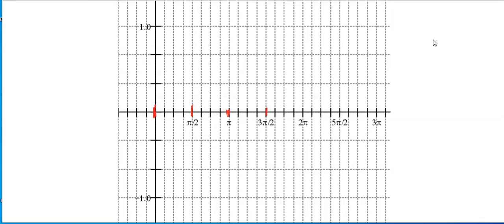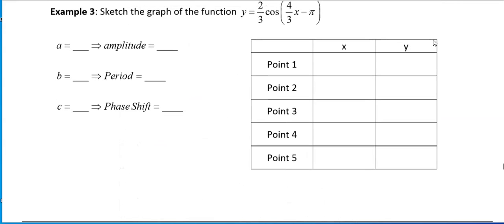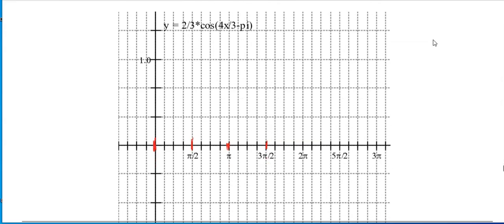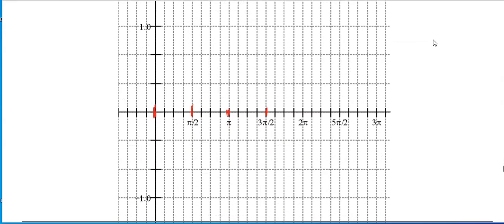Here's 3 pi over 2. What in the world are all those values in between? What are they? You might be coming up with x values here in your table, and you might be wondering, where are they on my graph?